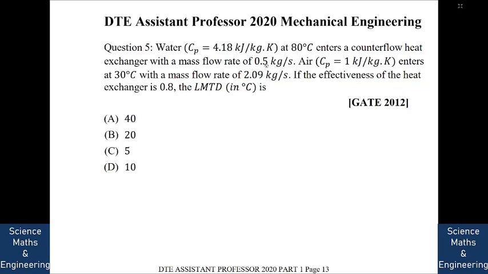So hot water, its mass flow rate is 0.5. Now air Cp is given, enters at 30 degrees centigrade. So Tc1 is 30 degrees centigrade with a mass flow rate again given, and the effectiveness is given as 0.8. So the log mean temperature difference is to be found.